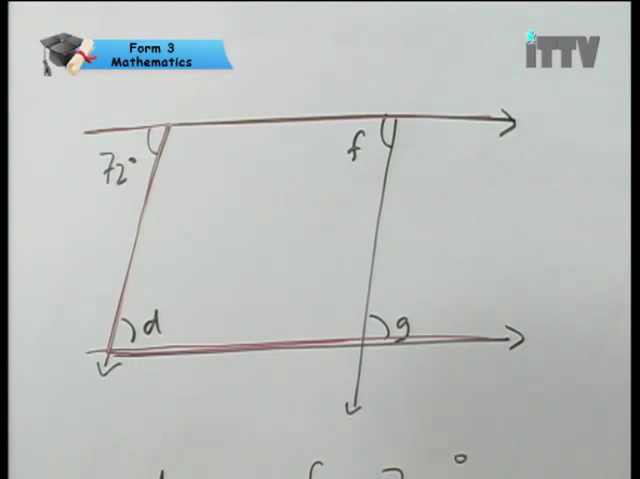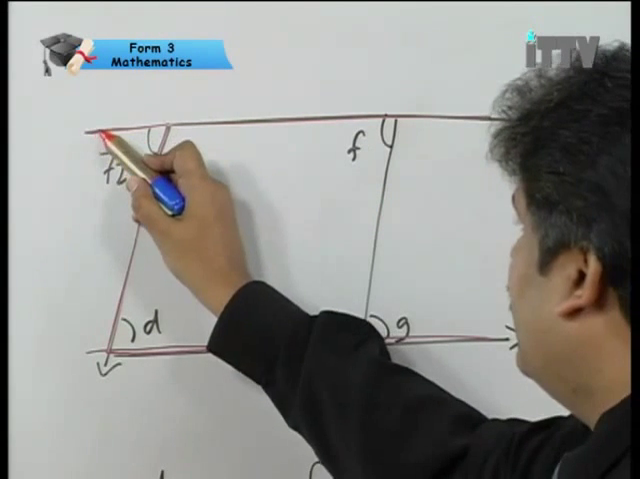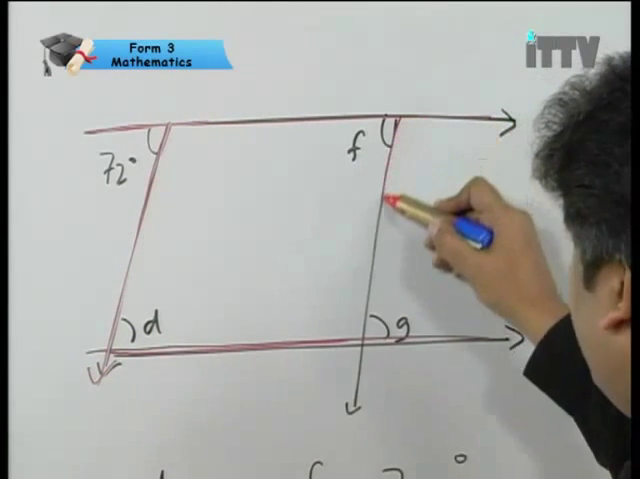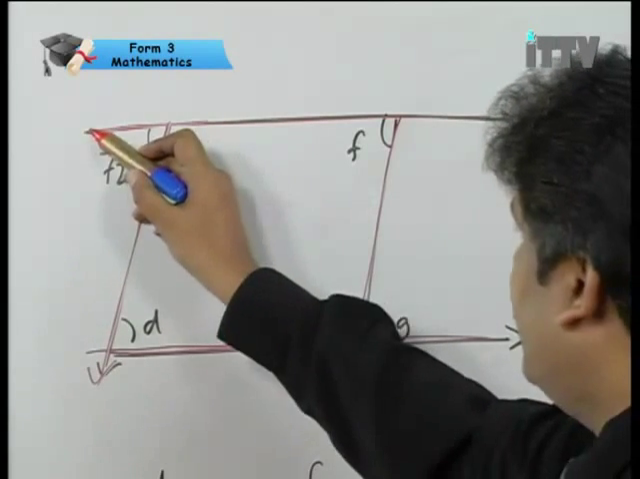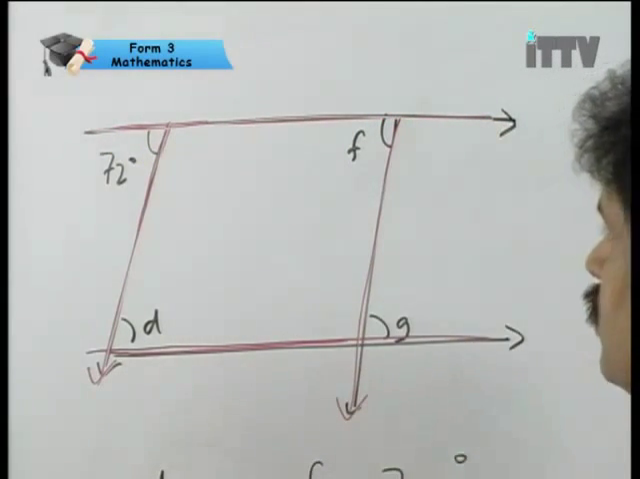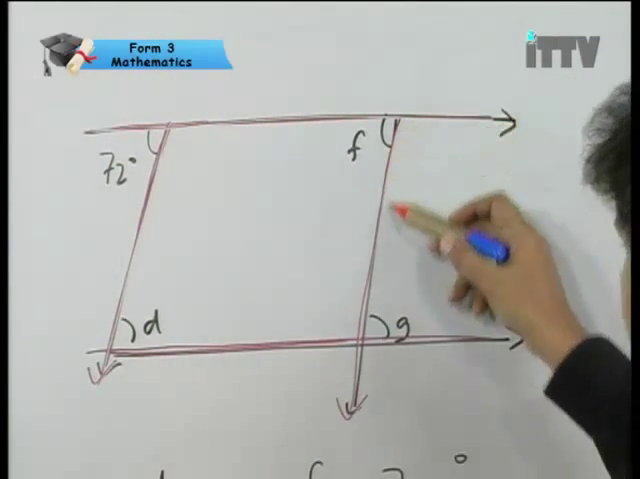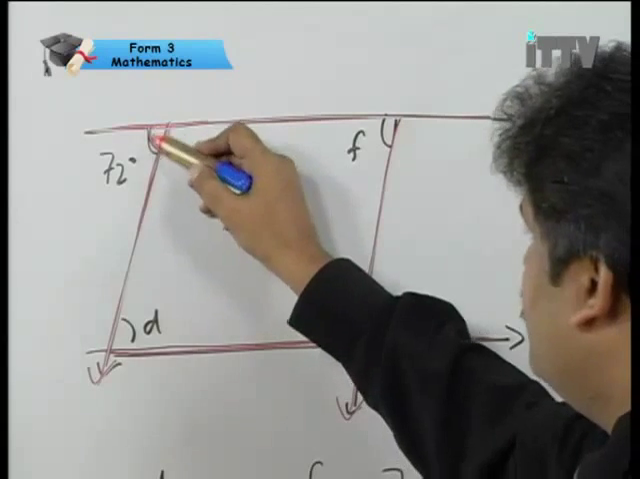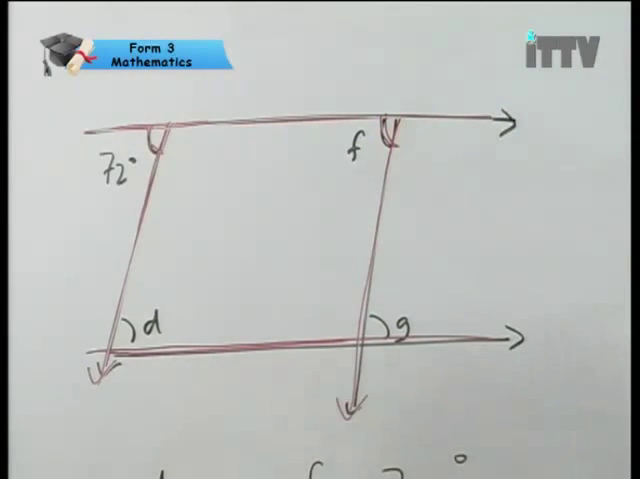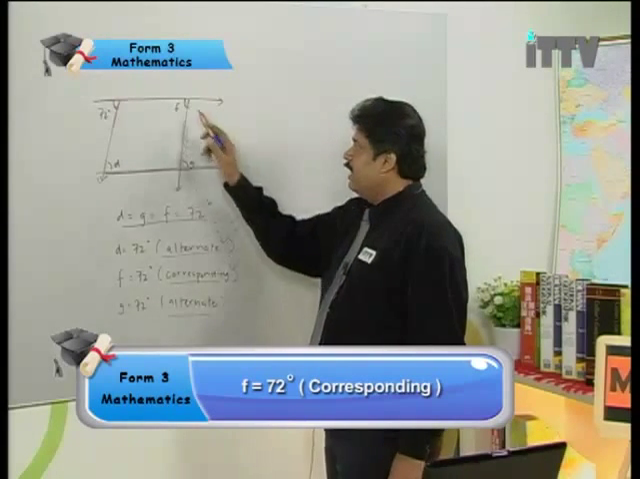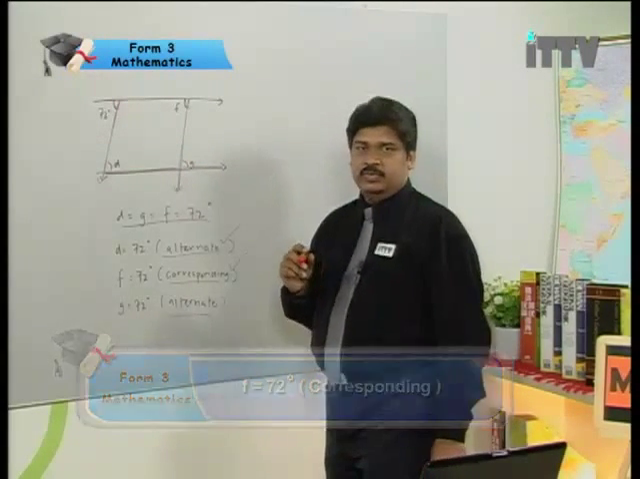Let's turn to F. Could F be the same value as 72 then? How is it so? If you look into F, I have a parallel line this way down, I have a parallel line this way down, and I have a line this way. So if you look very carefully, this looks like an F. I have a line across and two lines this way down. This is equal to F. Therefore, F is a corresponding angle. As such, F is equal to 72 degrees.